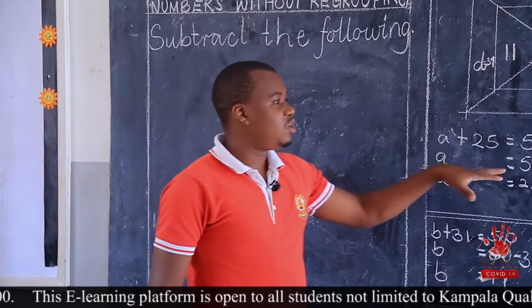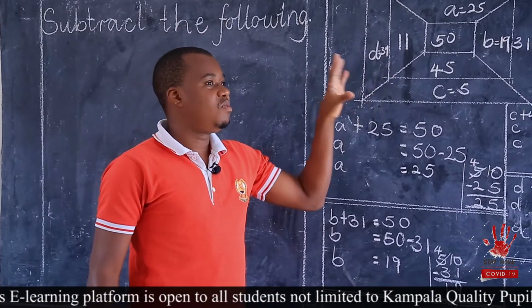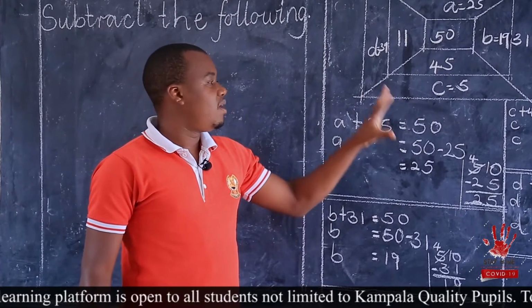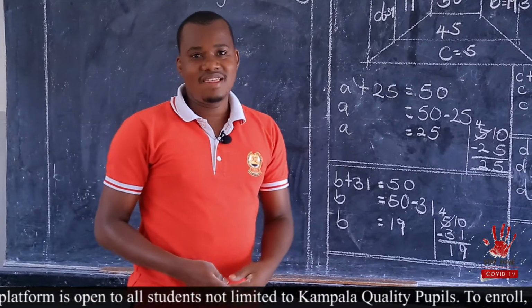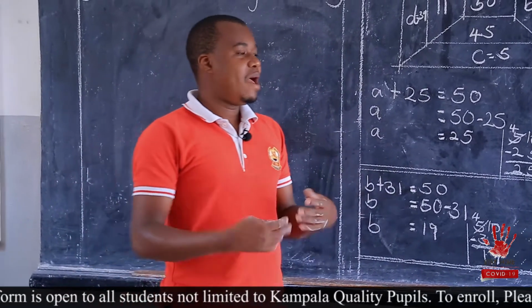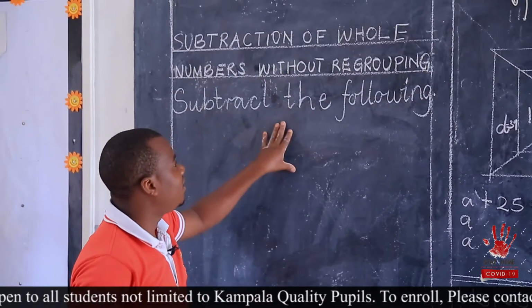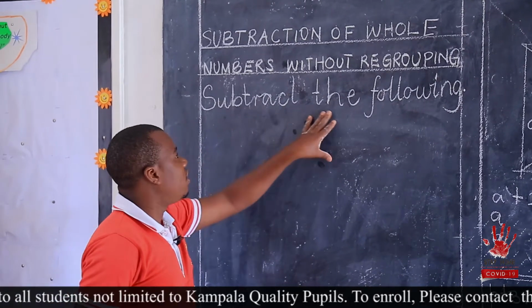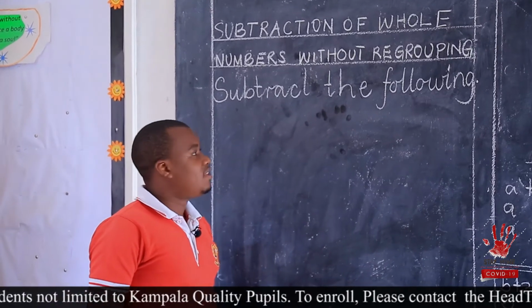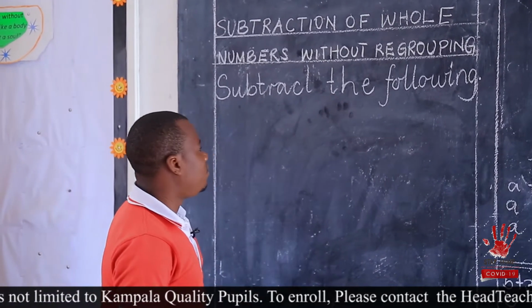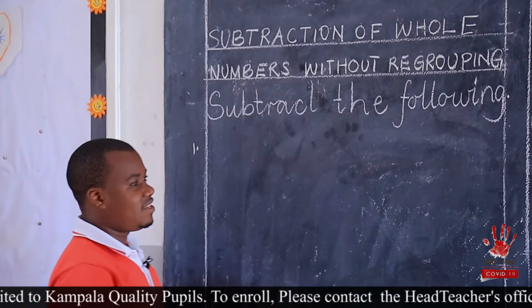So with addition, we looked at so many things. We began with addition of whole numbers without regrouping. With regrouping, we went to completing tables, and now today we are crossing to yet another operation sign, and that is subtraction. So my good children, today we are going to look at subtraction of whole numbers without regrouping. And we are just going straight away to our first example.